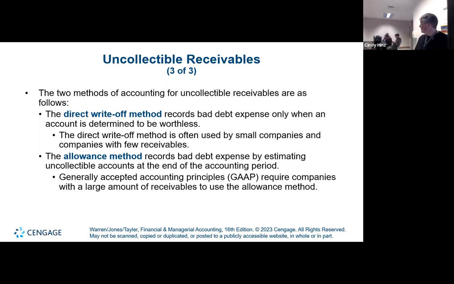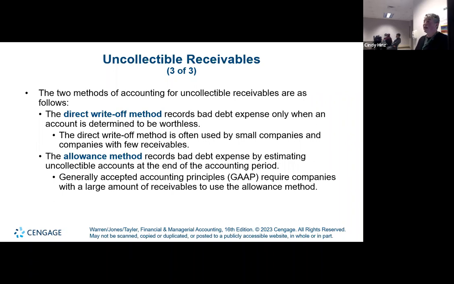So what we are learning in this class is the third bullet point on this slide, the allowance method, where we estimate the uncollectible accounts and match it. We report that expense at the same time as we report the revenue. And so we will see two different ways of estimating that expense. You're responsible for understanding both ways.